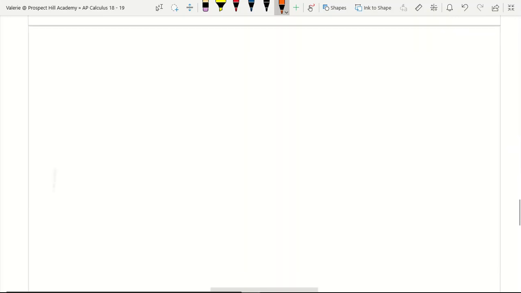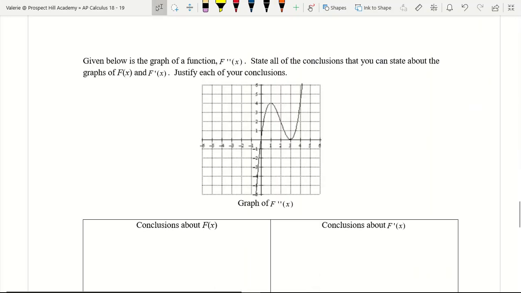And for our last page, page 138, we're given the graph of the function f double prime of x and want to state conclusions for the graph of f of x and f prime of x. So the sign analysis for f double prime of x tells us concavity of f of x, right? But we can also identify a few things for the derivative. And we can also identify the function type.